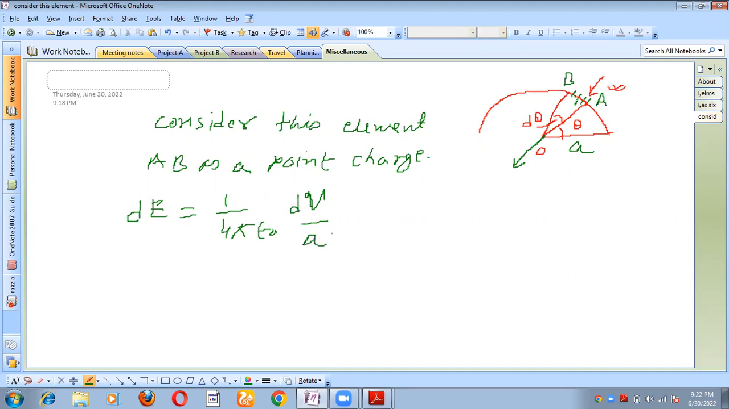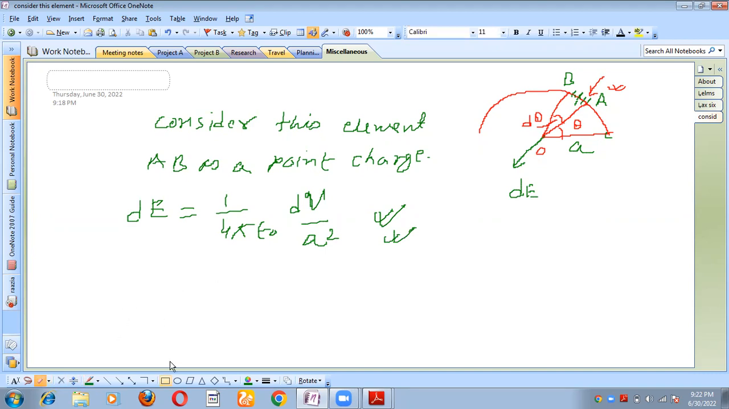and we take the charge of this element as dQ, right? And the distance will be a. So electric field due to this small element of charge dQ will be 1 by 4 pi epsilon naught dQ by a square. And direction will be in this direction as shown in the diagram. It will be radially away from the charge. So everyone got this expression, how I have written this expression? Anyone having any doubt in this expression?